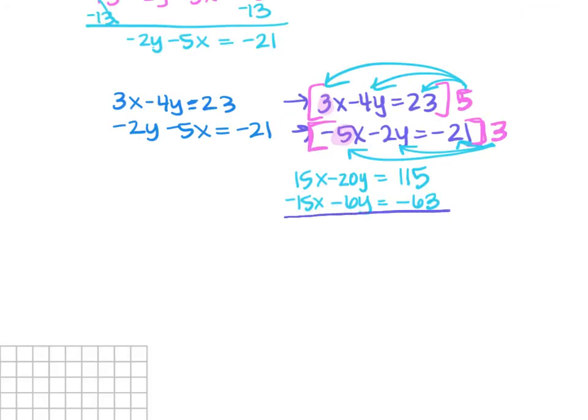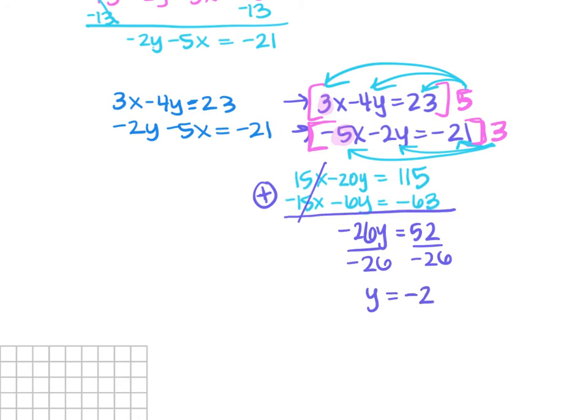All right, because the coefficients of 15 and negative 15 on the x's in each equation have opposite signs, those are going to cancel by addition. 15x plus negative 15x cancel. Negative 20y plus negative 6y is negative 26y, and 115 plus negative 63 is 52. Okay, you'll divide both sides by negative 26 to solve for y. I believe 26 goes into 52 2 times, so y is equal to negative 2.